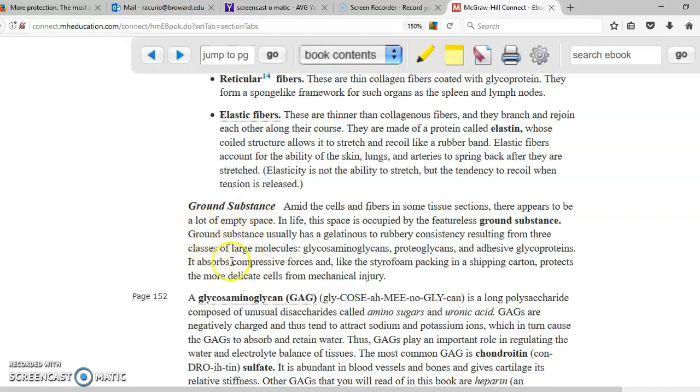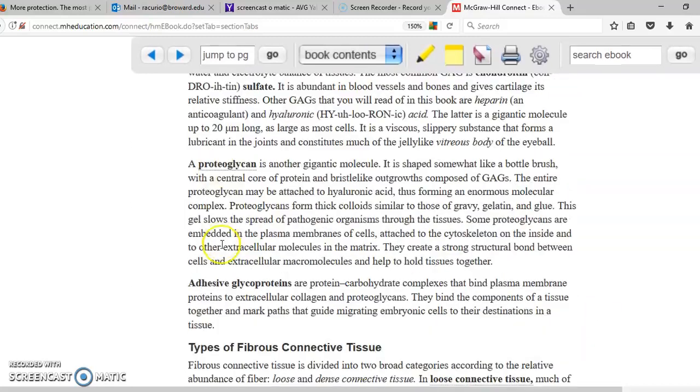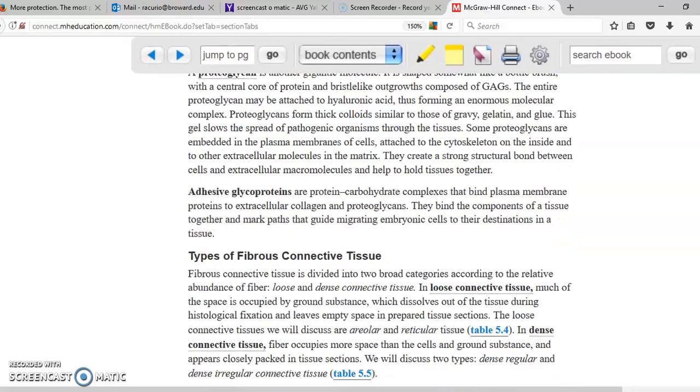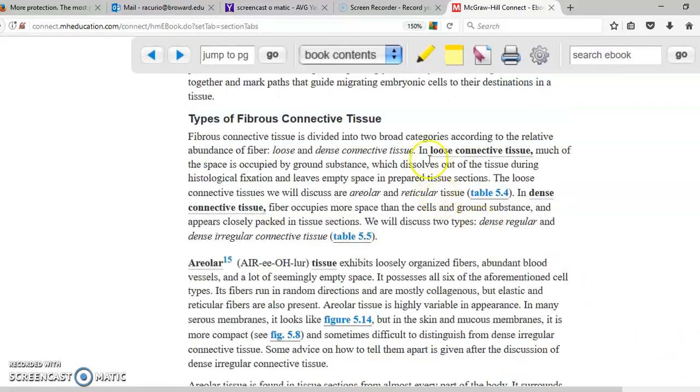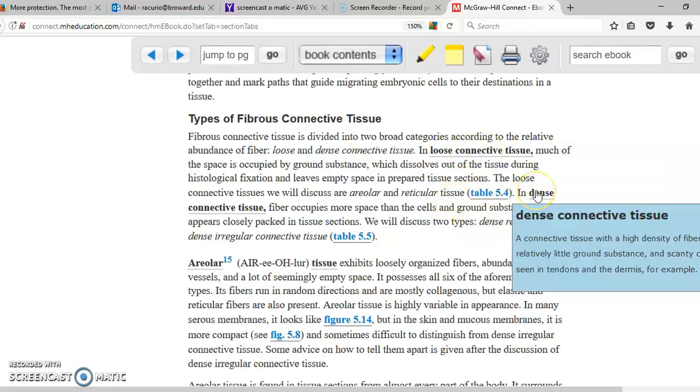What is the ground substance composed of? Glycosaminoglycans, proteoglycans, and adhesive glycoproteins. Now, based on the number of fibers, remember we said that the fibrous connective tissue has fibers, you're going to have two main types. If you have just a few fibers in the tissue, that's going to be called loose connective tissue. If you have a lot of fibers, it's going to be called dense connective tissue.